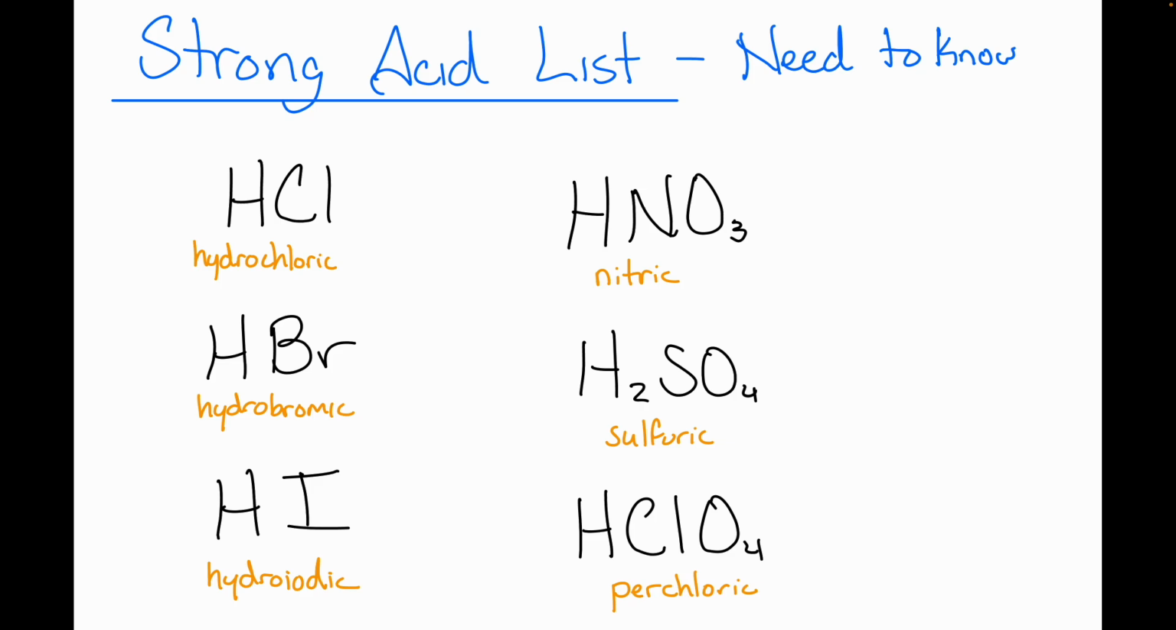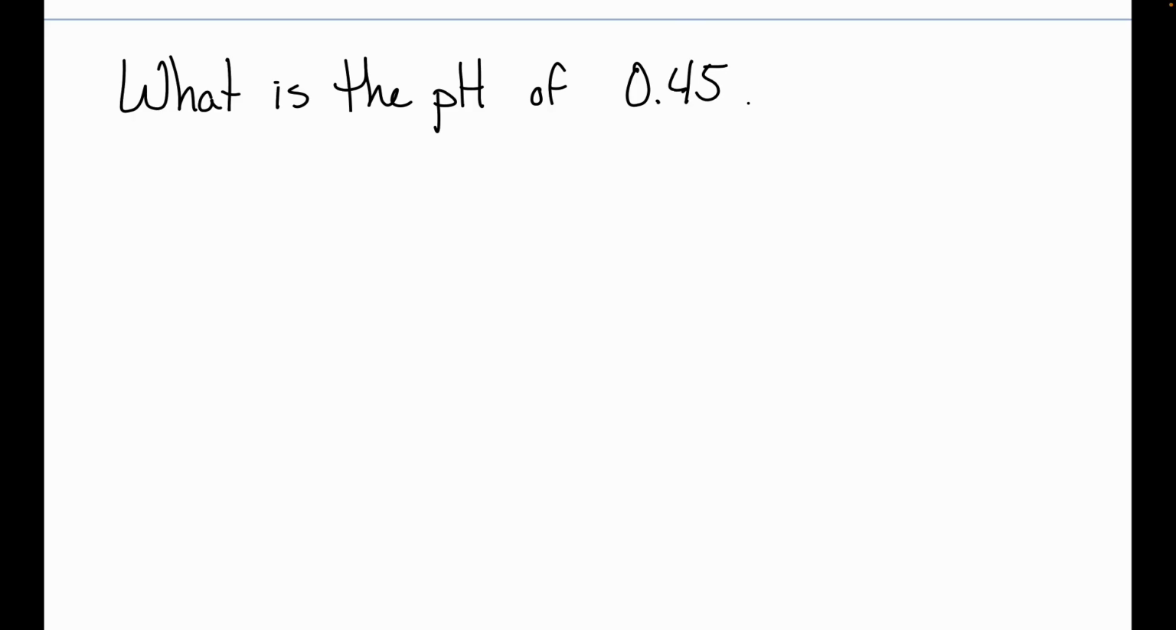Okay. So these are our 6 strong acids. This is our list here that we just got to know. All right, so let's take this list, kind of combine everything that we've talked about up until this point. You're going to tell me what is the pH of a 0.45 molar solution of perchloric acid.